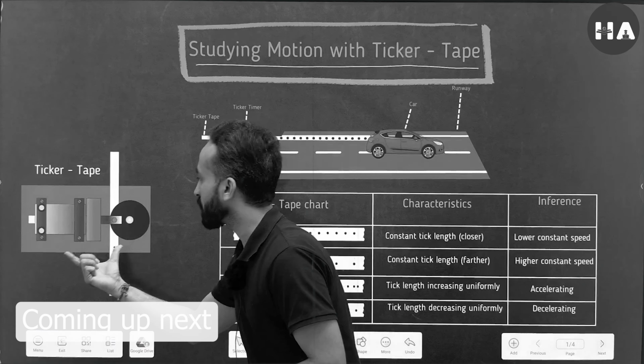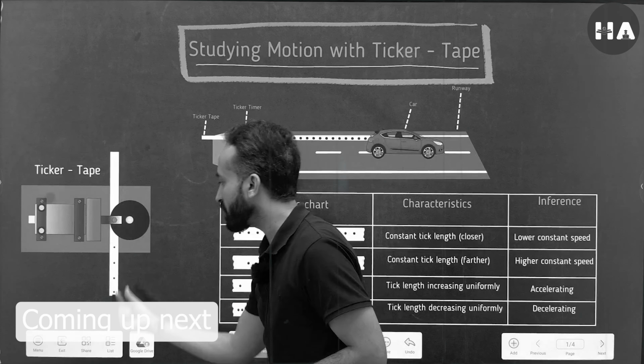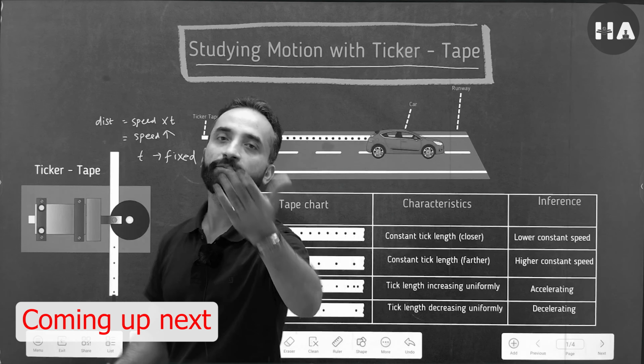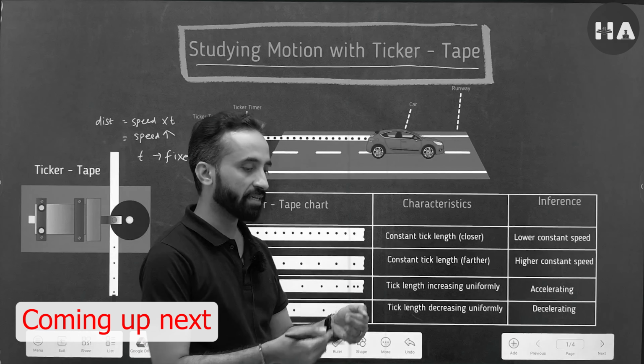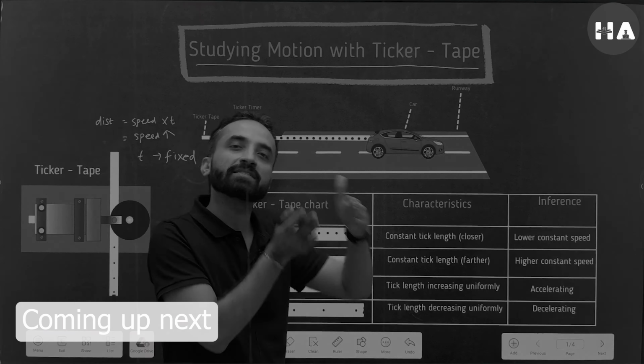Tick is basically an impression. This is a ticker tape arrangement. You can clearly see a tape that is running. So you can have two comparisons. In one case, the dots are closer, and in the second case.